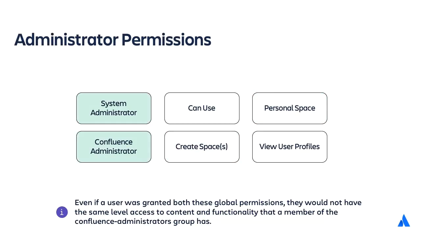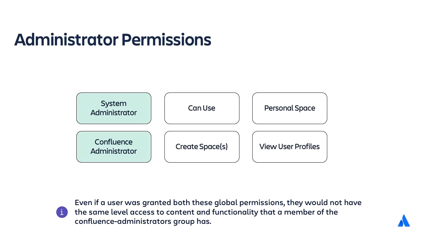And the last two global permissions are System Administrator and Confluence Administrator. There is often some confusion around the differences between them and between these two permissions and membership in the Confluence Administrators group. So let's clear that up here. Recall the supergroup Confluence Administrators. Members of this group are granted both System Administrator and Confluence Administrator global permissions, and that can't be changed.